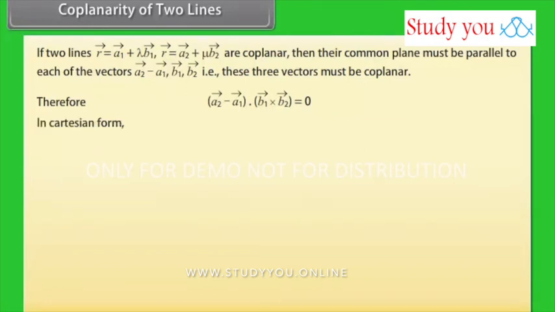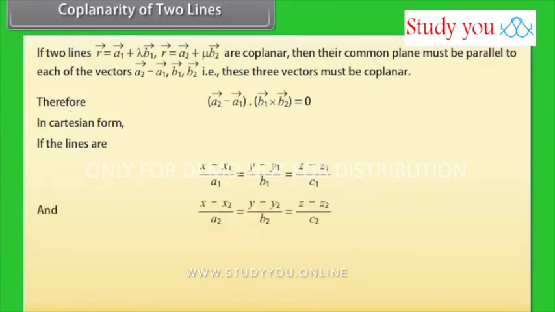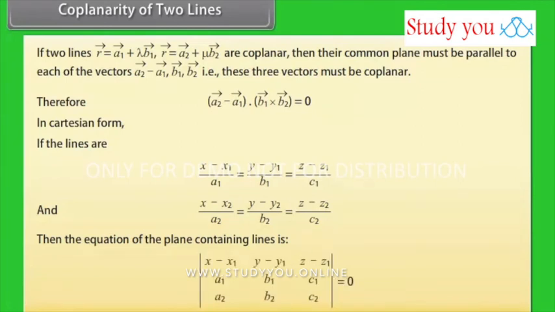In Cartesian form, if the lines are x minus x1 by a1 equals y minus y1 by b1 equals z minus z1 by c1 and x minus x2 by a2 equals y minus y2 by b2 equals z minus z2 by c2, then the equation of the plane containing the lines is determinant row-wise.